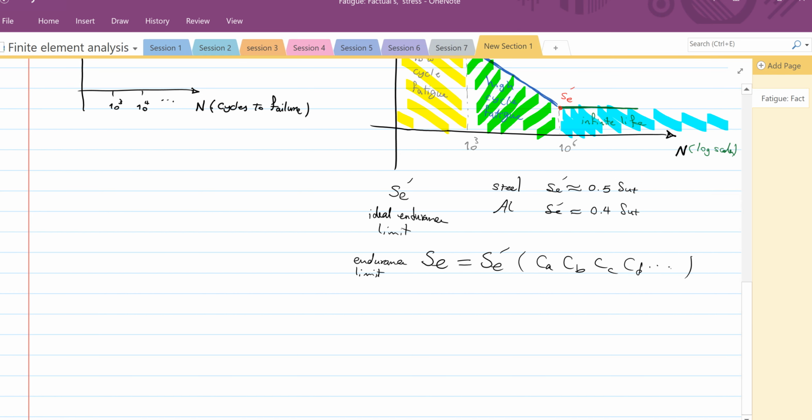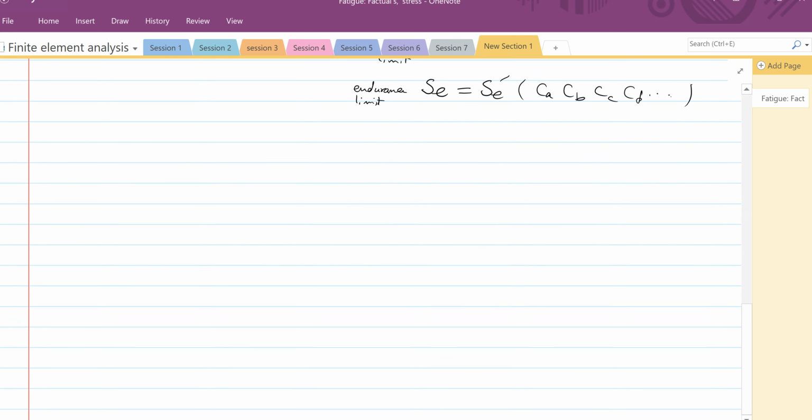with some correcting coefficients or factors. For example, the first one is the load factor. If it's bending load, this coefficient is 1. For other loads, maybe it could be half or 0.7. Second one is the size factor. For some sizes, you need to consider a smaller endurance limit. So we have some formulas for the size factor too.